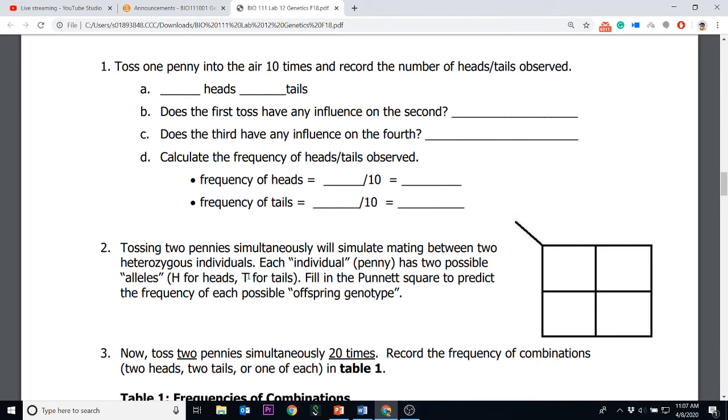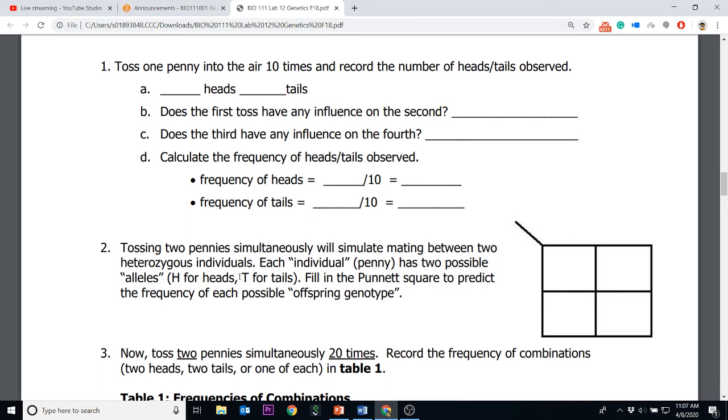And what they want you to do is, now why do they use a penny? I think it's kind of silly. A penny has a head and a tail. So that tells you if a penny were an individual, it would have a heterozygous genotype, a head and tail, H and T, or big H and small h. If head, you would say is dominant. I don't know. If you say tail is dominant, then you have big T, small t, whatever you want to do.